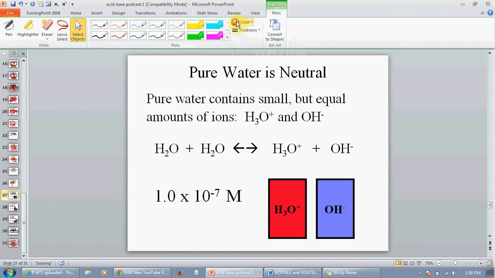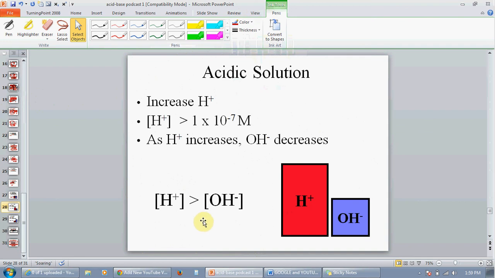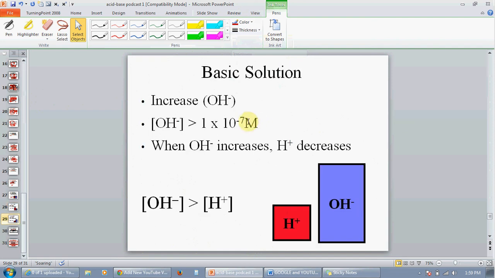Remember, in pure water, you have equal concentrations of hydronium and hydroxide. As you increase the H+, the OH- goes down because the product has to remain 1 × 10^-14. In a basic solution, your OH- is greater than the H+, so as the OH- goes up, the H+ goes down in order to keep the ion product constant.